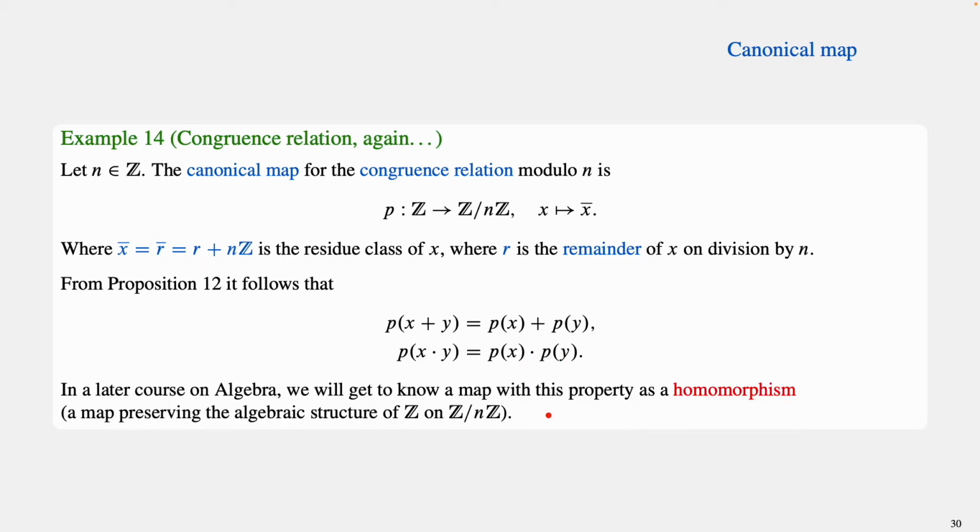And later in a course on algebra, we will get to know this property here as the homomorphism property. So a map P with this property is called a homomorphism, and that means it's a map that preserves the algebraic structure of the integers on Z over nZ. So when projecting from the integers to the quotient set, we can just use arithmetic, use addition and multiplication in a straightforward way.